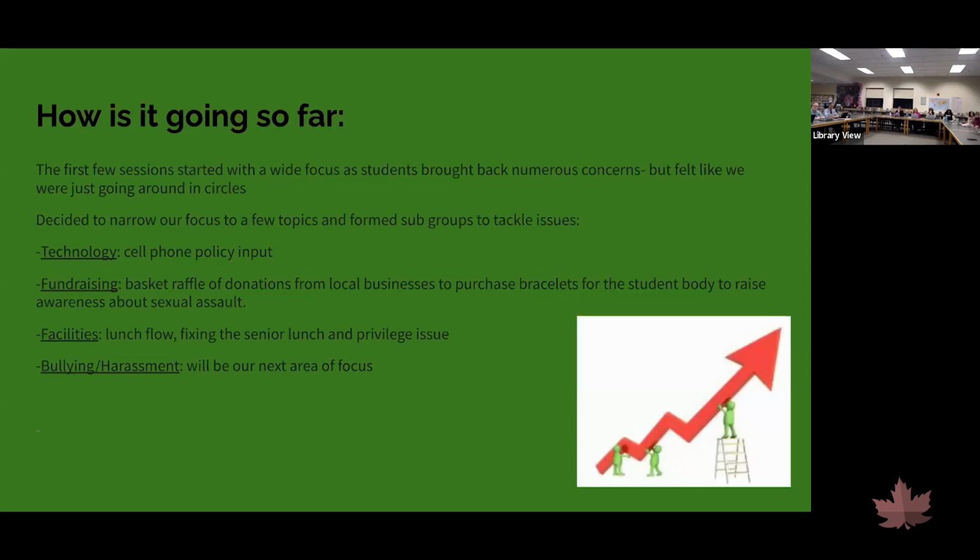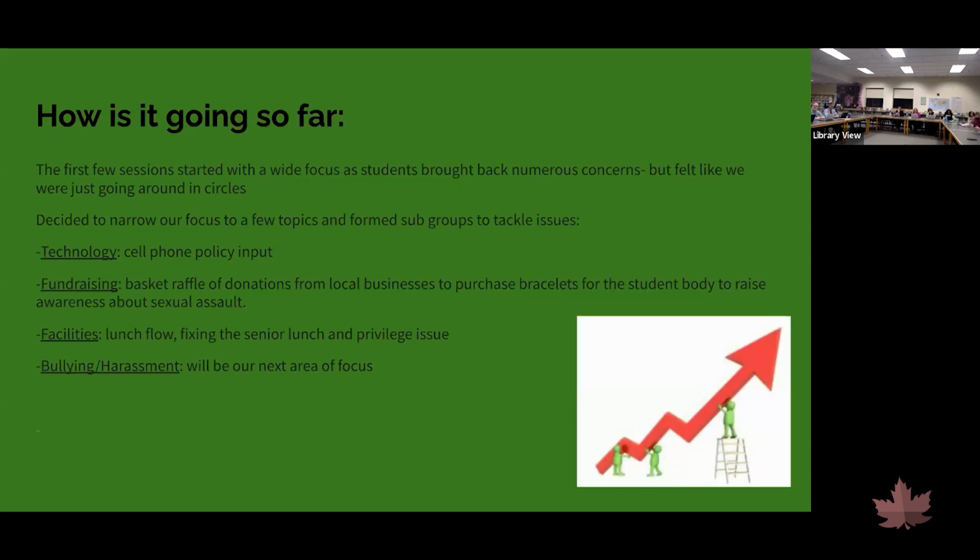Fundraising, we had a basket raffle of donations from local businesses to purchase bracelets for students. They wanted the bracelets to be around sexual assault awareness. I believe it was at a basketball game. We had the raffle, and we just called local businesses and asked them to make donations for the baskets to be made. So we didn't really spend any money to make those baskets.